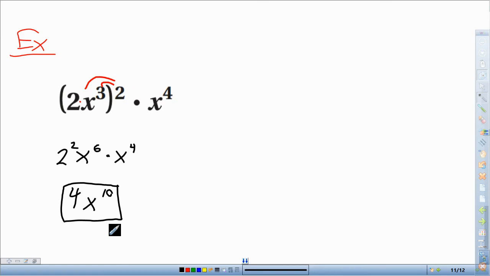All right, so we're going to get into more exponent rules. There's quite a few of them, so we're breaking it down, making sure we really understand these rules as they compound on one another.